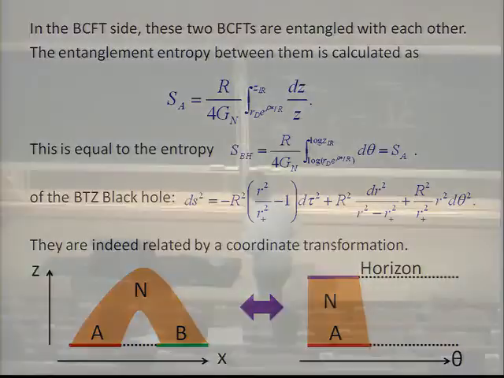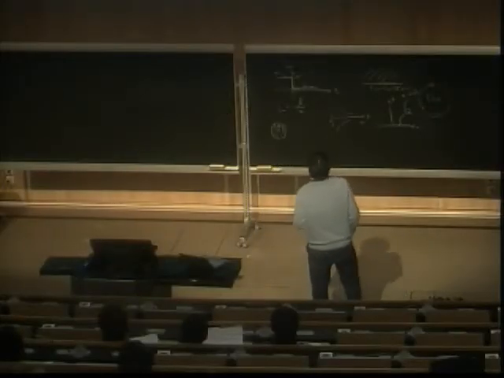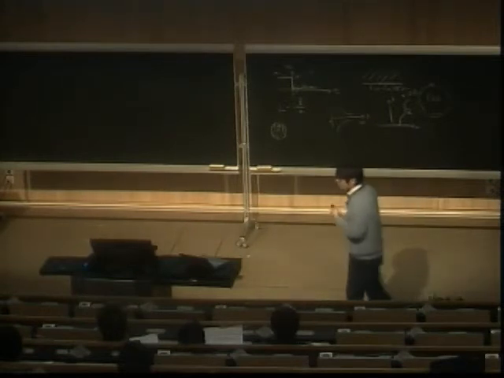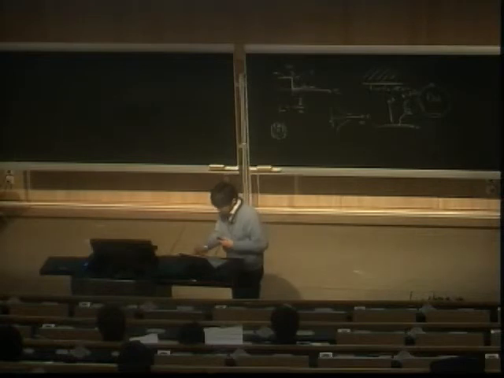And after some coordinate transformation, we can map everything to a BTZ black hole. And this is interpreted as some part of the BTZ black hole entropy. So this is a BTZ black hole, but this part only covers some part of the horizon. And this is a boundary Q in these setups.